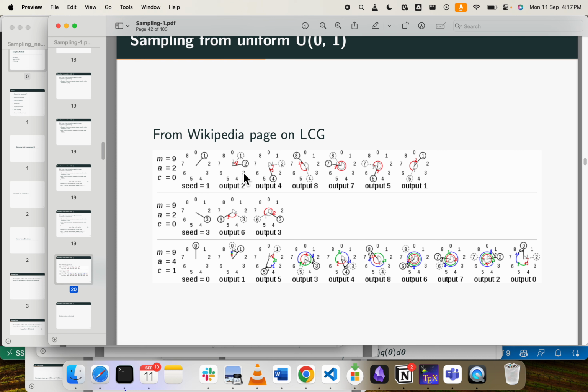So this is a counter example of what not to pick. In this case, you pick a particular seed and you're stuck with that. You want to at least choose algorithms where, independent of the seed, you're able to see a wide range of values, right? Almost all the values.